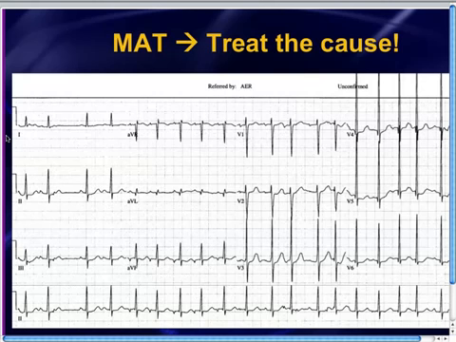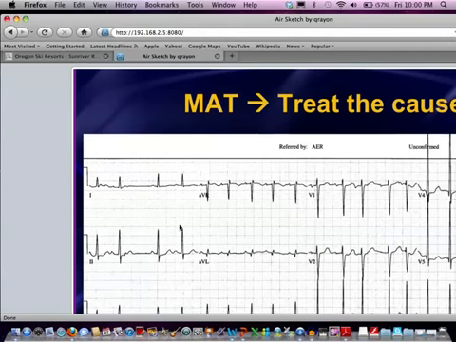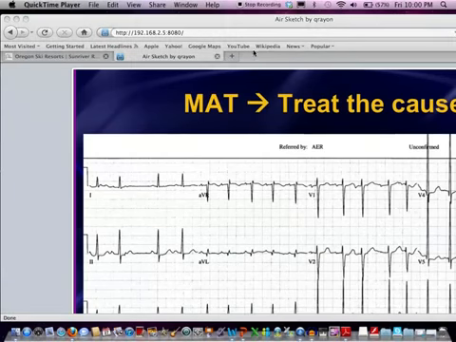But you know what? Let's not even talk about medications. The treatment of choice for MAT is to simply treat the underlying cause. You do not shock MAT. And once again, don't forget the differential for irregular tachycardias. There are only three things you need to worry about: AFib, A flutter with variable conduction, and MAT. How do you tell the difference between those three? Very, very simple. All you've got to do is ask yourself, what is the atrium doing? And you'll have your answer.